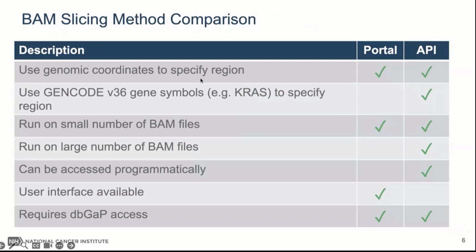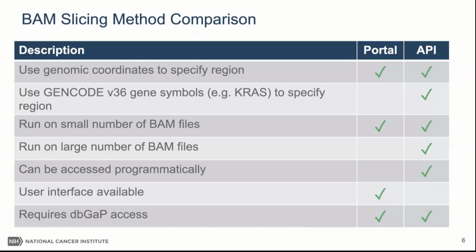So to compare both of the methods that I just mentioned before, the portal and the API, both can use genomic coordinates to specify the region. If you know the genomic coordinates, either of these methods can be used. However, if you want to use gene symbols, such as KRAS, to specify the region, that feature is only available in the API. The number of BAM files also matters in which method you might want to use.